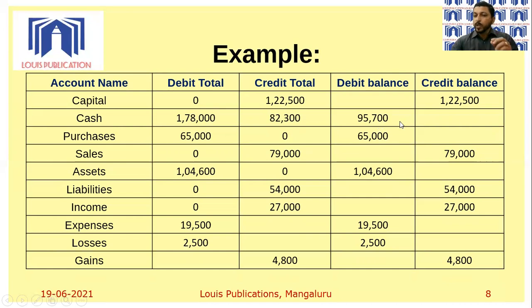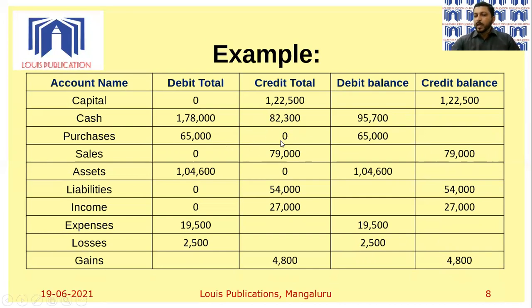Capital account will always show credit balance. Cash account will always show debit balance. Purchases always debit. Sales always credit. Assets always debit. Liabilities always credit. Incomes always credit. Expenses always debit. Losses always debit. And incomes, gains always credit. So these balances that I'm talking about are fixed.